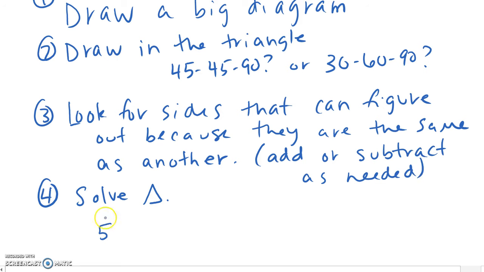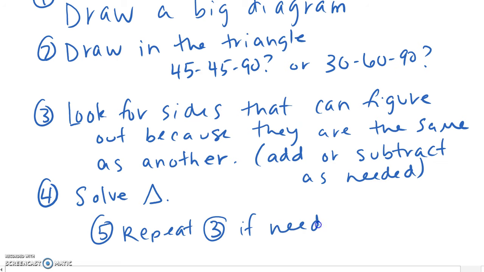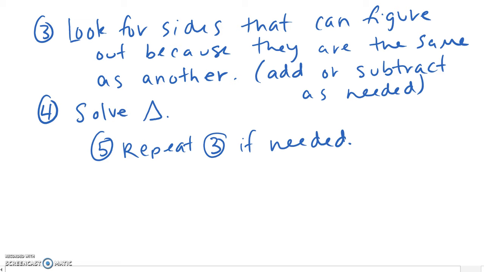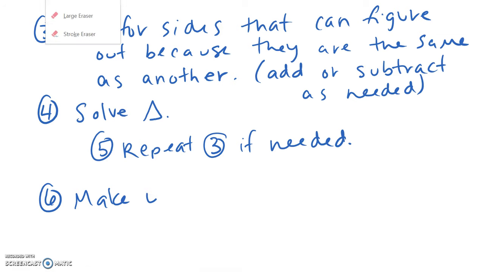And then I would say for number 5, repeat step 3, if needed. Sometimes you have to solve the triangle before you can look for sides that are the same. And number 6, make sure you answered the question. And that is it for 7-3, Part 2.